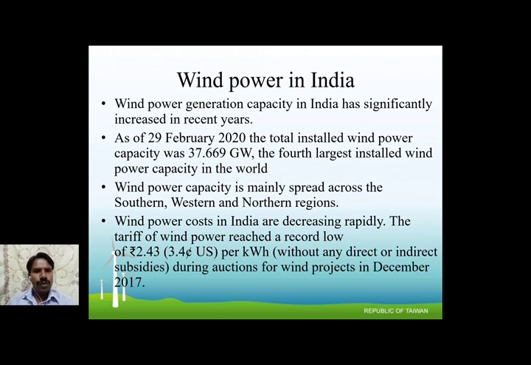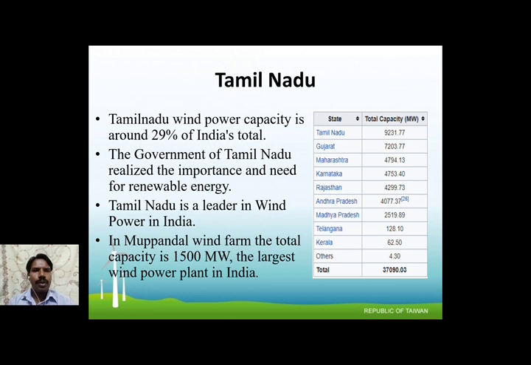In India, we are capable of producing wind power at a rate of 2.43 per unit. Tamil Nadu is at the top in India. It produces a total of 29% of wind energy in India. The government of Tamil Nadu realized the importance and need of renewable energy. Tamil Nadu formed a separate head office under an IAS officer to develop such wind farms.